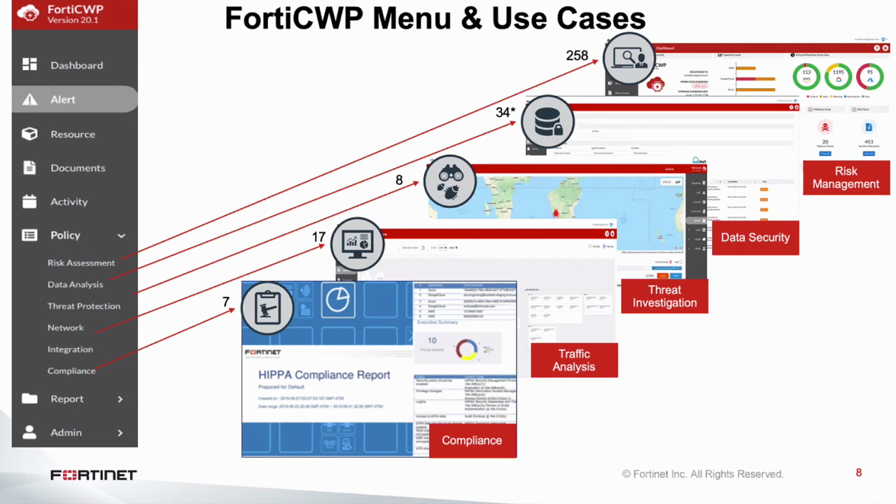And there are 5 major groups of policies. We have risk assessment, which contains 258. Data analysis has 34 built in. Meanwhile, you can add your own by customizing the regex matching strings. And there are 8 threat protection, 17 networking, and 7 compliance. Note the numbers, we keep working on them. So next time, if I get a chance to talk to you again, you may see the numbers increasing. The total today is more than 300.